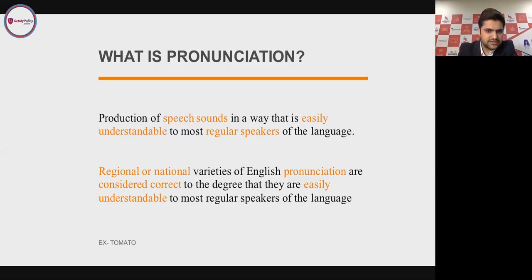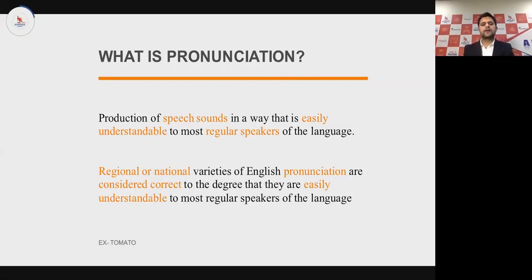So pronunciation would necessarily mean that the sound that you make for each word should be easily understandable to most regular speakers of that language. And in this case, that language is English. So when you're speaking, it should be easily understandable for regular English speakers.